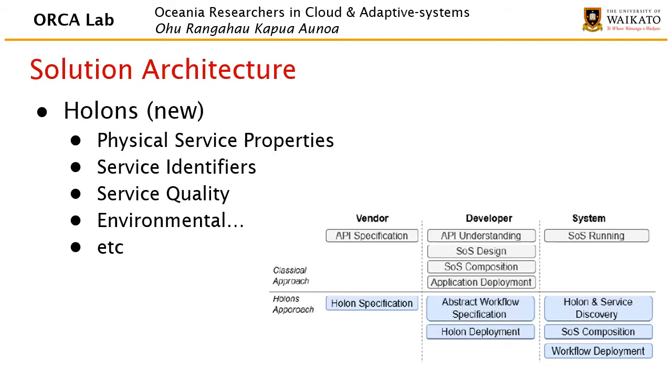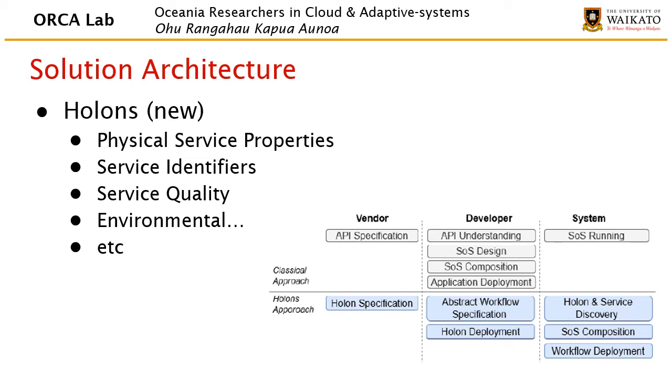Right. So the solution architecture that the paper has proposed is they've introduced a new concept called Holons, and these Holons not only encapsulate a system, they also encapsulate several additional properties about that system. So that's the physical service properties, service identifiers, service quality, environmental properties, etc. Basically, they list a whole bunch of things, and I'm pretty sure the list of extra stuff that you can put into what a Holon encapsulates is endless.